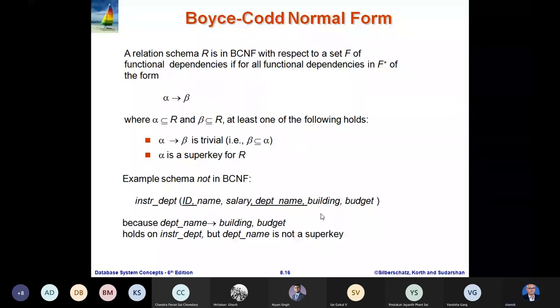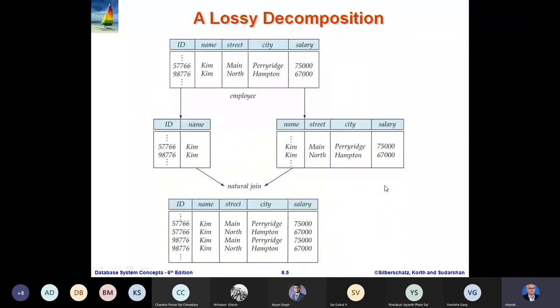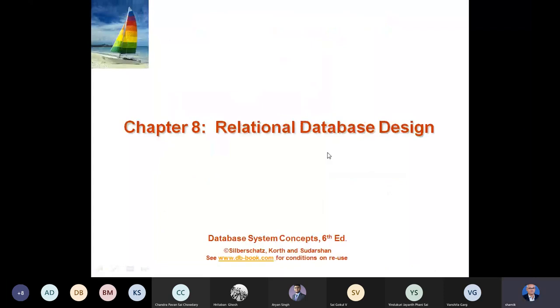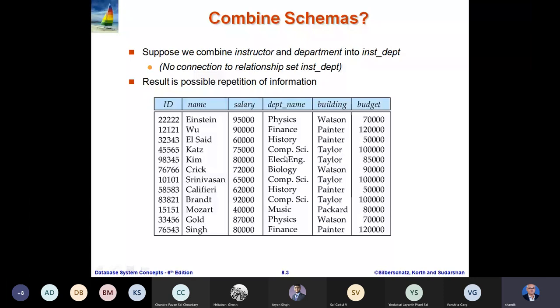instr_department. Because it is not so, department name is not a super key of this relation schema. So we have this functional dependency, department name to building, budget, where department name is alpha in the above definition. This department name is not a super key, and hence this schema, instr_department, is not in BCNF. That is the reason we said it is not a good design, because there are some repetitions, but these are all intuitive observations.